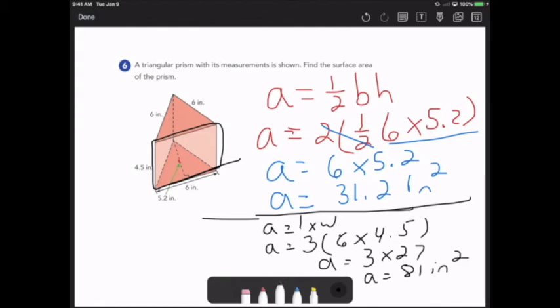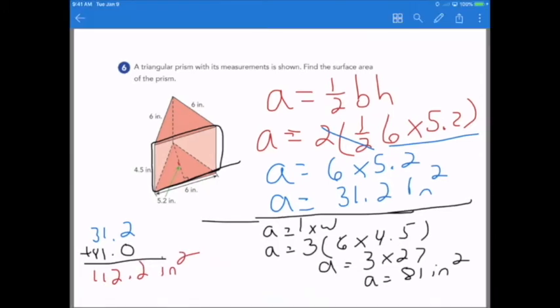What I need to do now is add. I'm going to add in my triangles, 31.2, plus my rectangles, which is 81. And when I add those together, I'm going to get 112.2 inches squared.